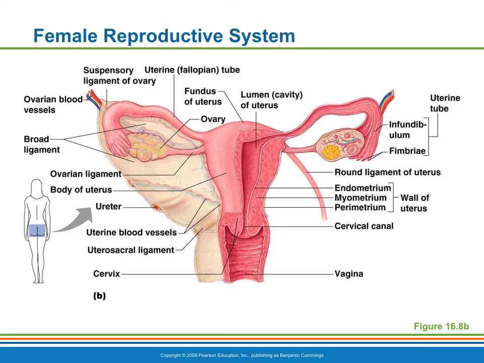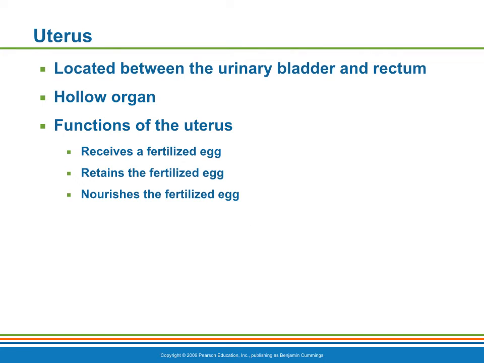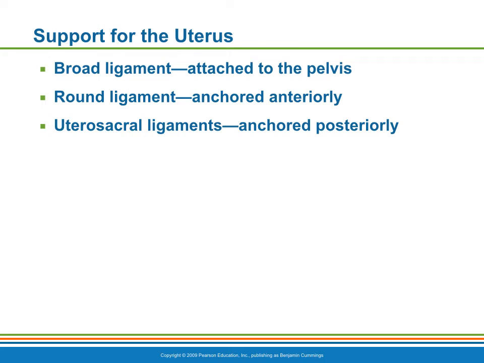Here's another diagram. The uterus is located between the urinary bladder and the rectum. It's a hollow organ, and the main functions of the uterus are to receive the fertilized egg, retain the fertilized egg, and nourish the fertilized egg. If it's not fertilized, then the egg itself will be expelled along with the menstrual process, the menses that occurs. Again, there are a bunch of ligaments here.